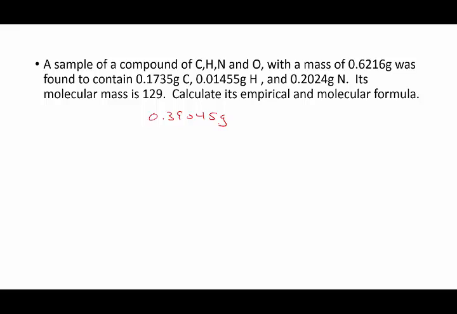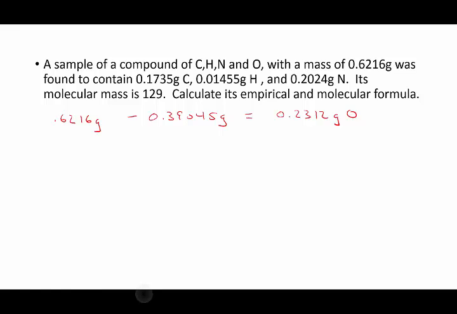That's by adding the 0.1735 grams of carbon to the 0.01455 grams of hydrogen and the 0.2024 grams of nitrogen. What I want to do now is subtract that total from the total mass of the compound, which is 0.6216 grams. Subtracting that from the total, that will give me the mass amount of the oxygen, and I got 0.2312 grams of oxygen. So now I have all four of the masses of each of the elements. Again, once you're given the masses, you need to use the molar masses from the periodic table of each of the elements and convert them into moles. And this hopefully will give you whole number subscripts.